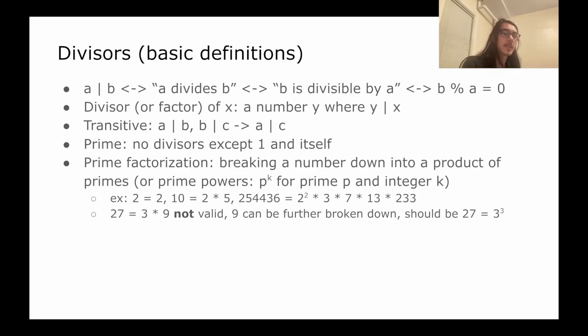Another brief definition: a prime has no divisors except one and itself. Prime factorization of a number means breaking it down into the primes that multiply to it. Because primes can't be broken down any further, they have no more divisors. For example, 2 is prime, so its only prime divisor is 2. 10 can be broken down into 2 times 5, both of which are prime, and a big number can be broken into a bunch of different primes. It's also worth noting that a prime factorization is broken down as far as possible. So 3 times 9 is not valid, because 9 can be broken down into 3 times 3.